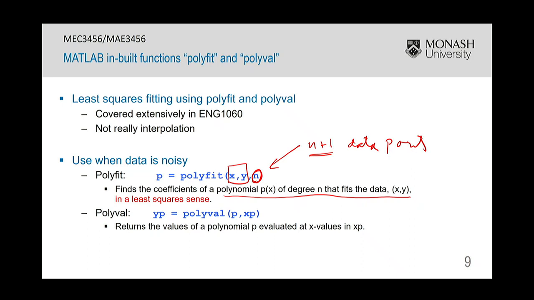Then the second step of actually interpolating to, we use the function polyval, where we pass in the coefficients we determined up here in polyfit and a set of data points where we want the values. Okay, that's it for introduction to interpolation.